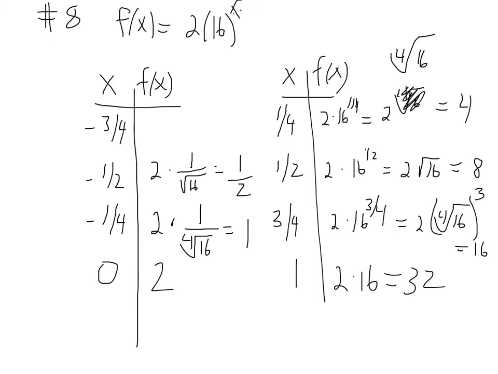And finally, we're going to have 2 times 1 over the 4th root of 16 cubed. It's supposed to be 16. That's 2 times the 4th root of 16, which is 2. 2 cubed is 8, so that's 1/8. So final answer is 1/4.